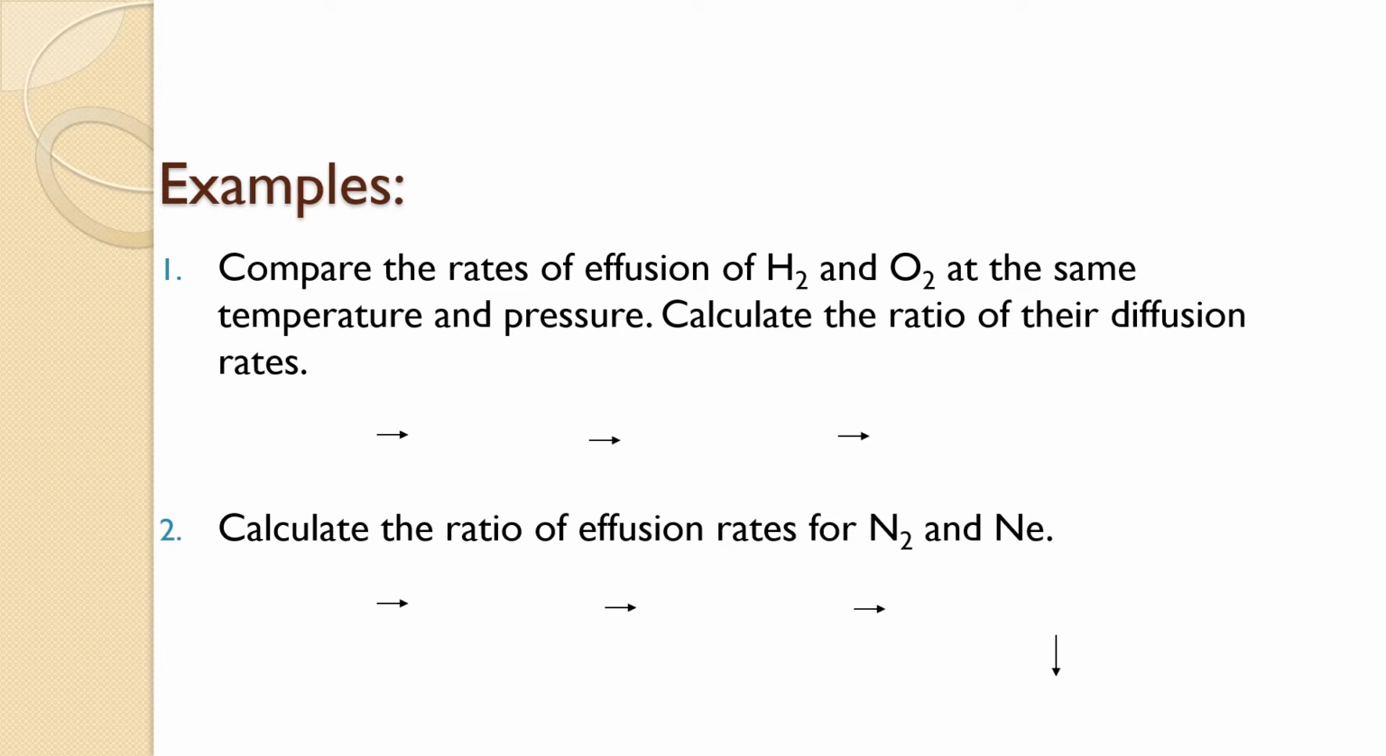Example number 2. Calculate the ratio of effusion rates for N2 and Ne. Once we write down their molar masses, we see that N2 is a heavier gas than Ne. So, again, we'll take these numbers and plug them into our equation. I took the square root of 28, which is the molar mass of the nitrogen gas, over the molar mass of neon, which is 20.18. When I did this, I found that neon would diffuse 1.18 times faster than the nitrogen gas.